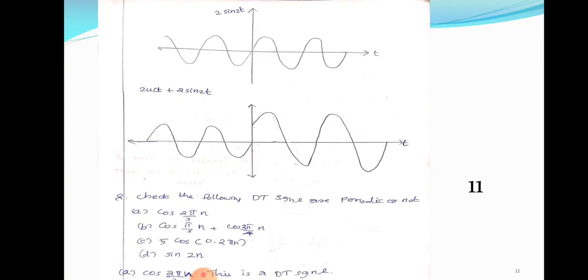So a periodic signal shows the same characteristics after a certain time period. That certain time period in the discrete time signal is represented as capital letter N. X of n plus capital N.